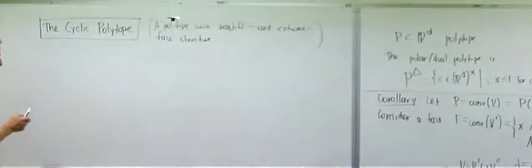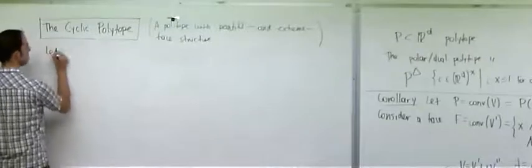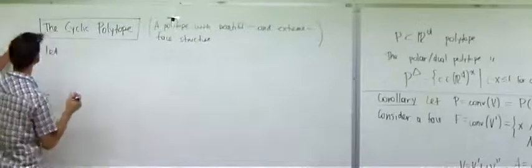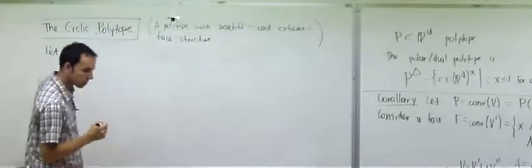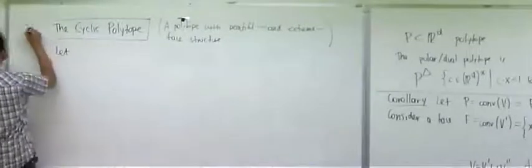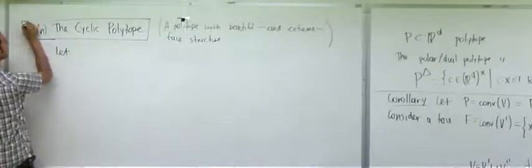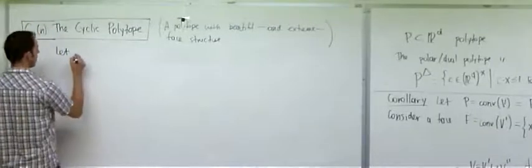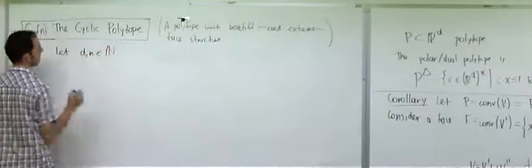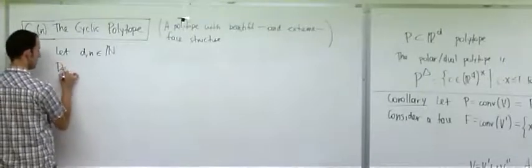So here's what I'm going to do. First, let's make it, and I should also give a name to this thing. We're going to call it C sub d of n. Okay. So d and n here are natural numbers. Okay. And I'm going to define a polytope out of them. And so let's make a definition.